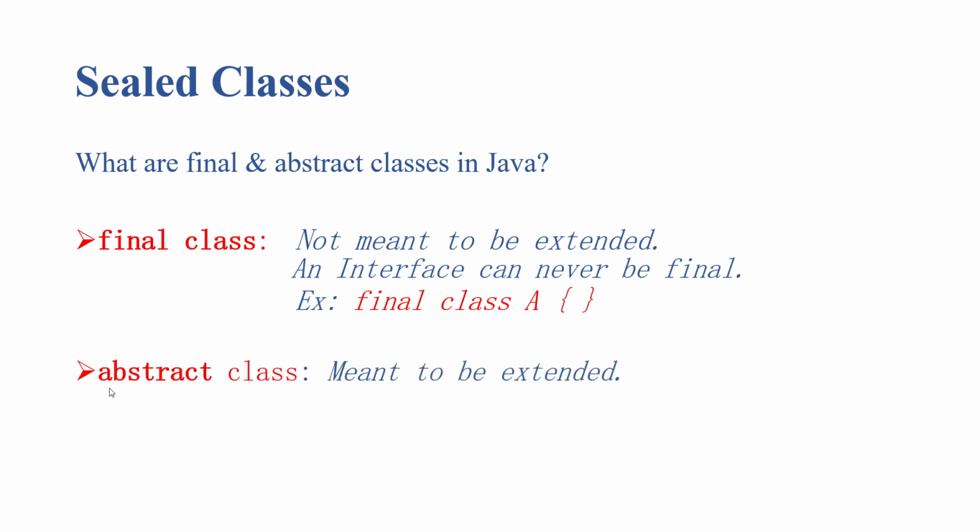Next, an abstract class is meant to be extended. As an example, we can put the abstract keyword before the class, and the class needs to have at least one abstract method to make it abstract. So this is about the abstract class. The final class is not meant to be extended, whereas the abstract class is exactly opposite to the final class and is meant to be extended.